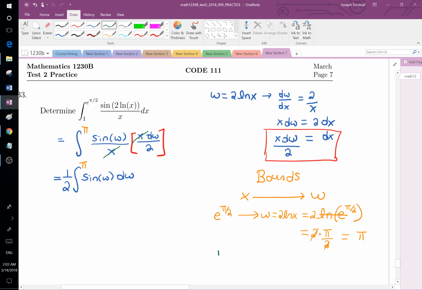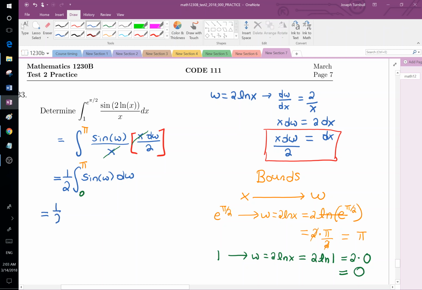The bottom bound was 1. Our substitution is w is 2 times the ln of x. So that's going to be 2 times the ln of 1, which is 2 times 0. Ln of 1 is 0. Haunting you from test 1, perhaps. Let's go for that. So the bottom bound. Now we plug in. Now after plugging in the new bounds, we can take the antiderivative.